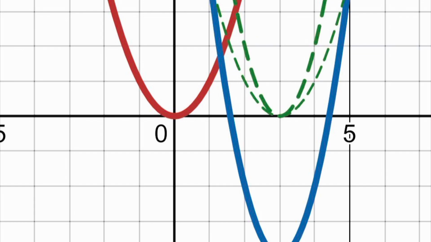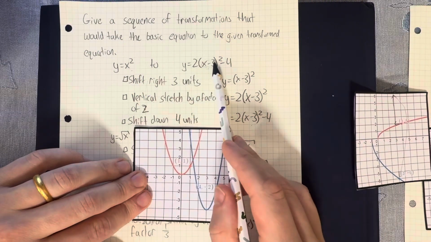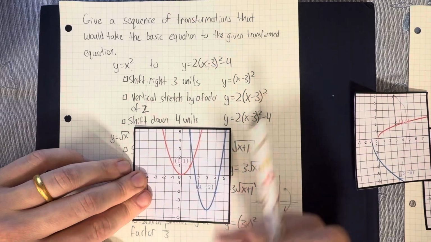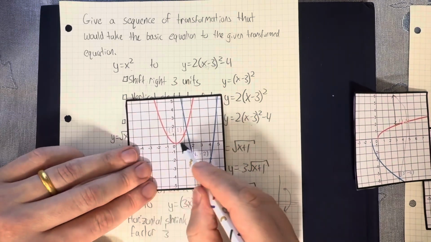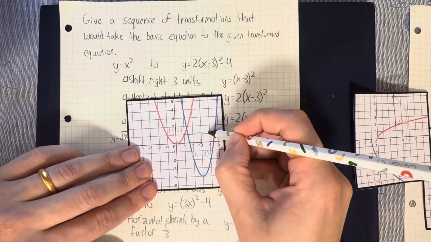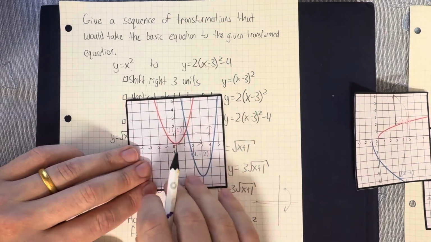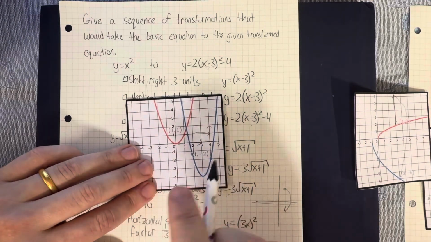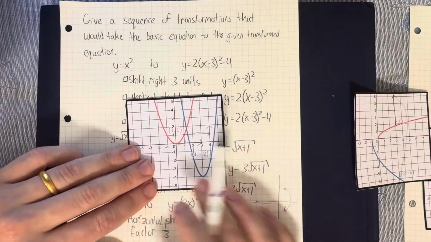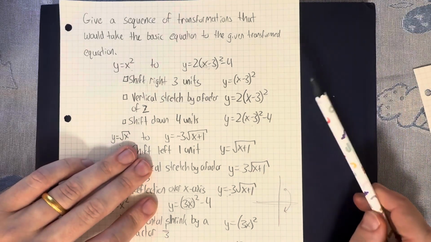All right. So that's why I really stress that you should start with this rule of starting from the inside and moving outside. Translate 3 to the right. Here. Stretch it and then shift down. All right. That is going to lead you to your final answer. That is going to lead you to great success.